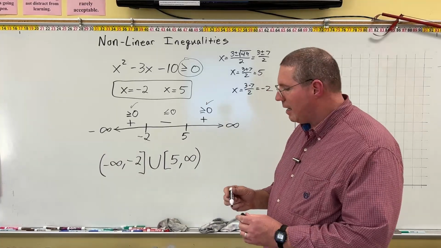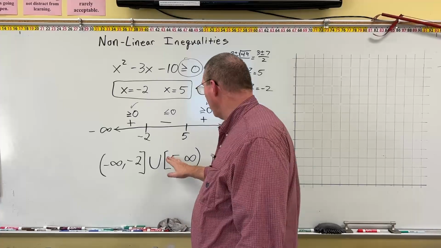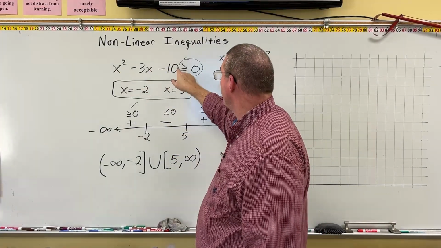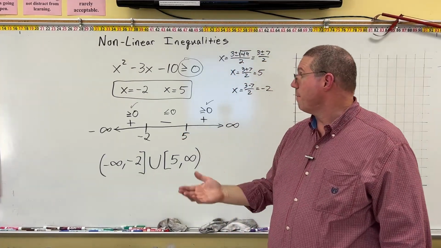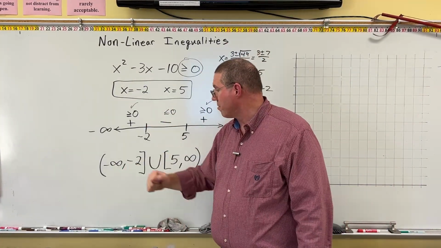So now if you take any number that's less than negative 2 or larger than 5, you can plug it in here for x, and it'll give you a number that is greater than or equal to 0. And that's step 3. That's how we create a sign chart. And step 4, how we interpret the sign chart. Okay?